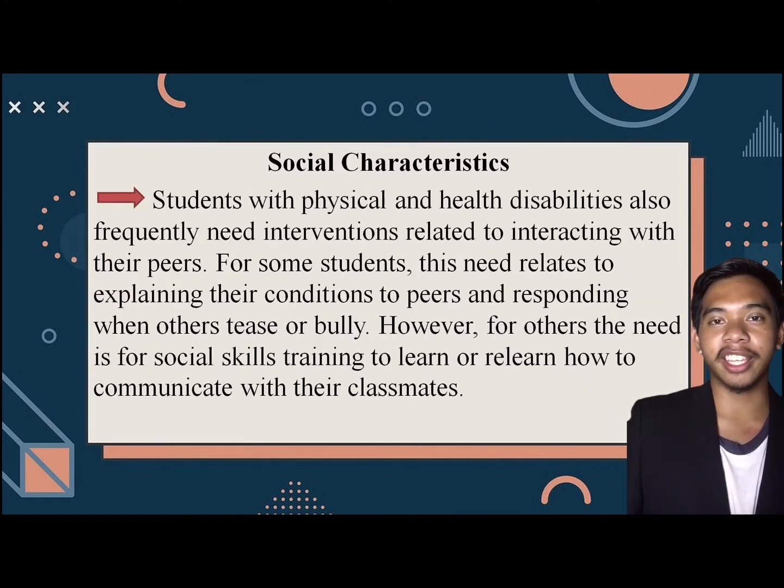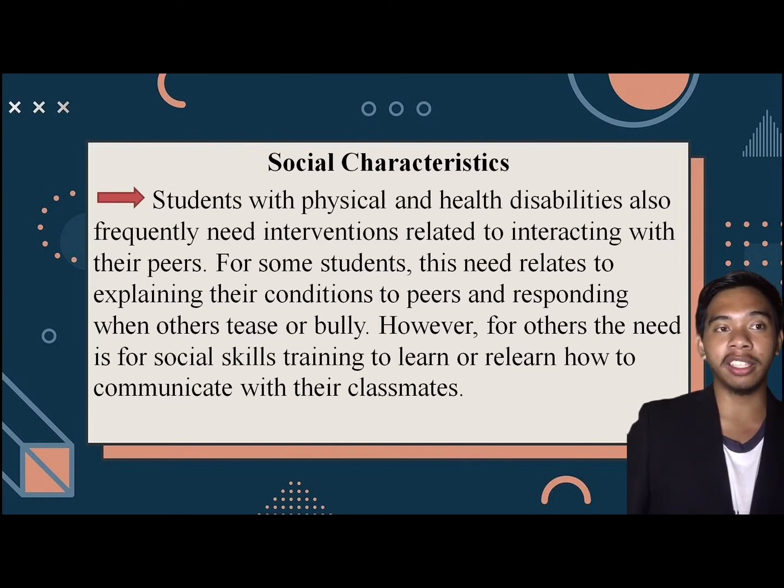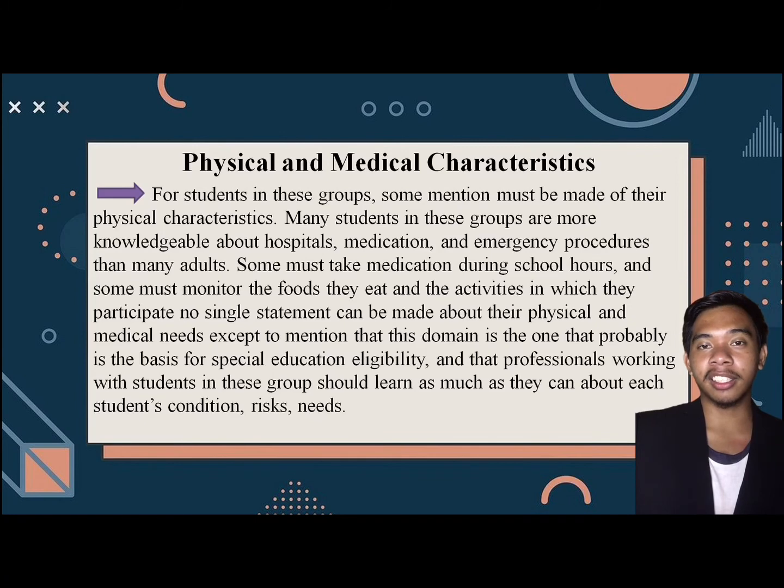Social characteristics. Students with physical and health disabilities also frequently need interventions related to interacting with peers. For some students, this need relates to explaining their conditions to peers and responding when others tease or bully. However, for others, the need is for social skills training to learn or relearn how to communicate with their classmates. Physical and medical characteristics.